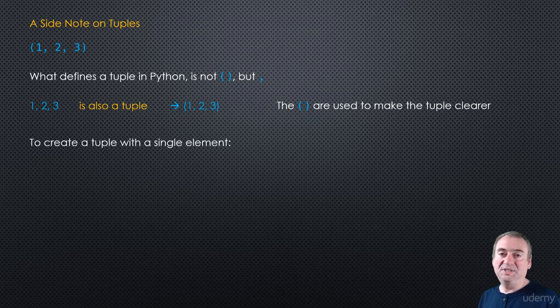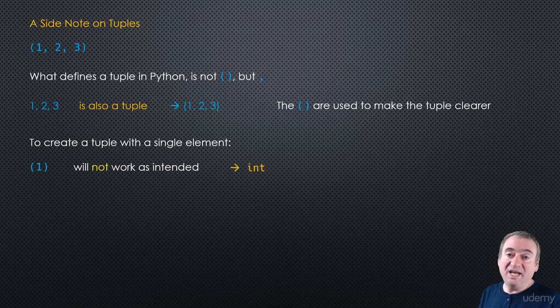Now, to create a tuple with a single element, you might think that, with the parentheses, you would write parentheses 1. But of course, parentheses don't create a tuple. So what in fact happens is that this is not a tuple, and you actually just get an integer back. It's just like having an expression 1 plus 0 inside parentheses. That's going to return a 1. That's not going to return a tuple, which is a good thing, right?